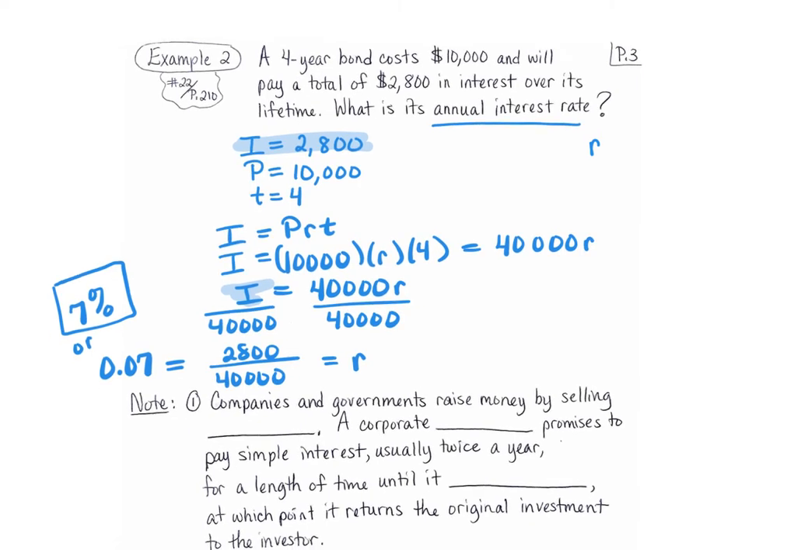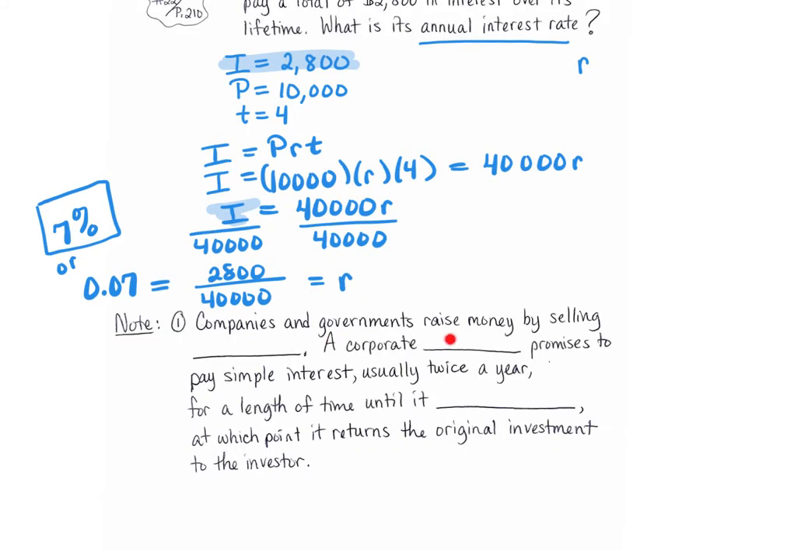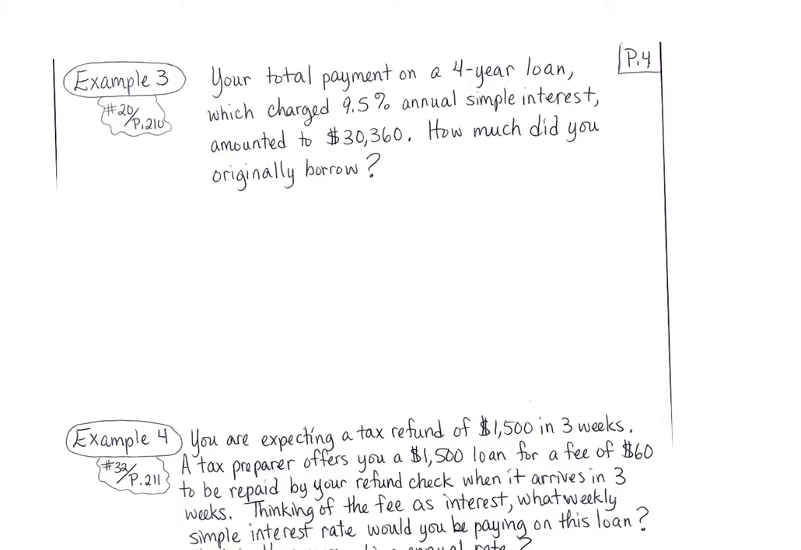Okay, that's example 2. Note, companies and governments raise money by selling bonds. A corporate bond promises to pay simple interest, usually twice per year, for a length of time until it matures, at which point it returns the original investment to the investor. Okay, so now let's look at a couple more examples here.